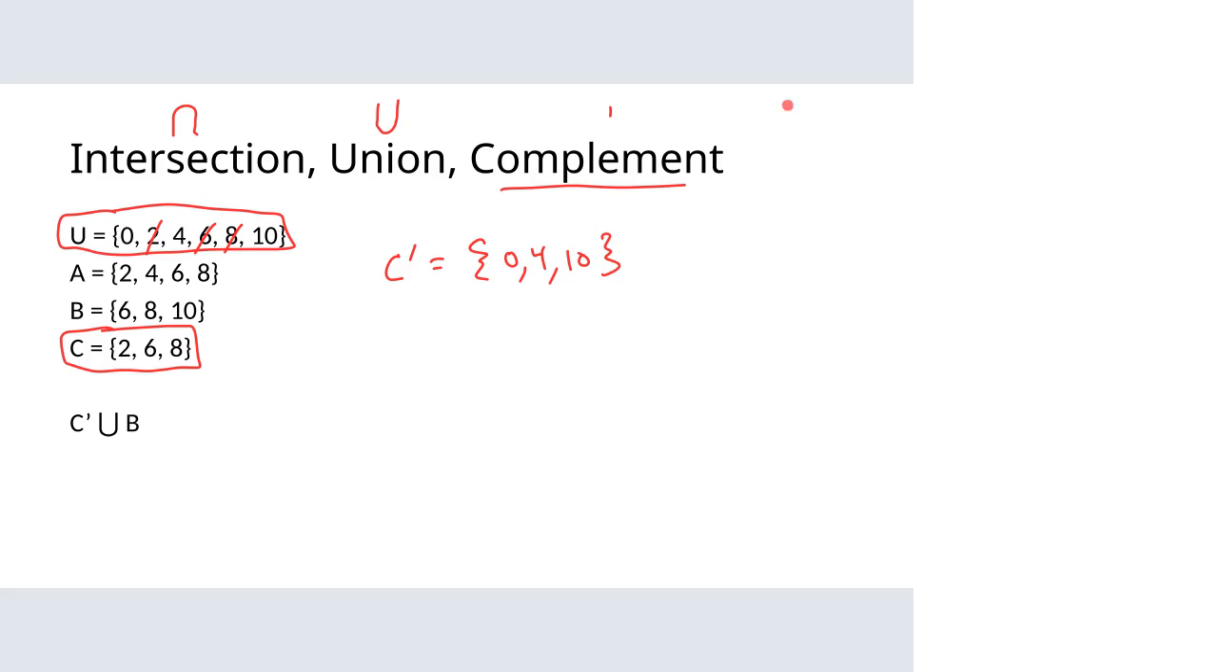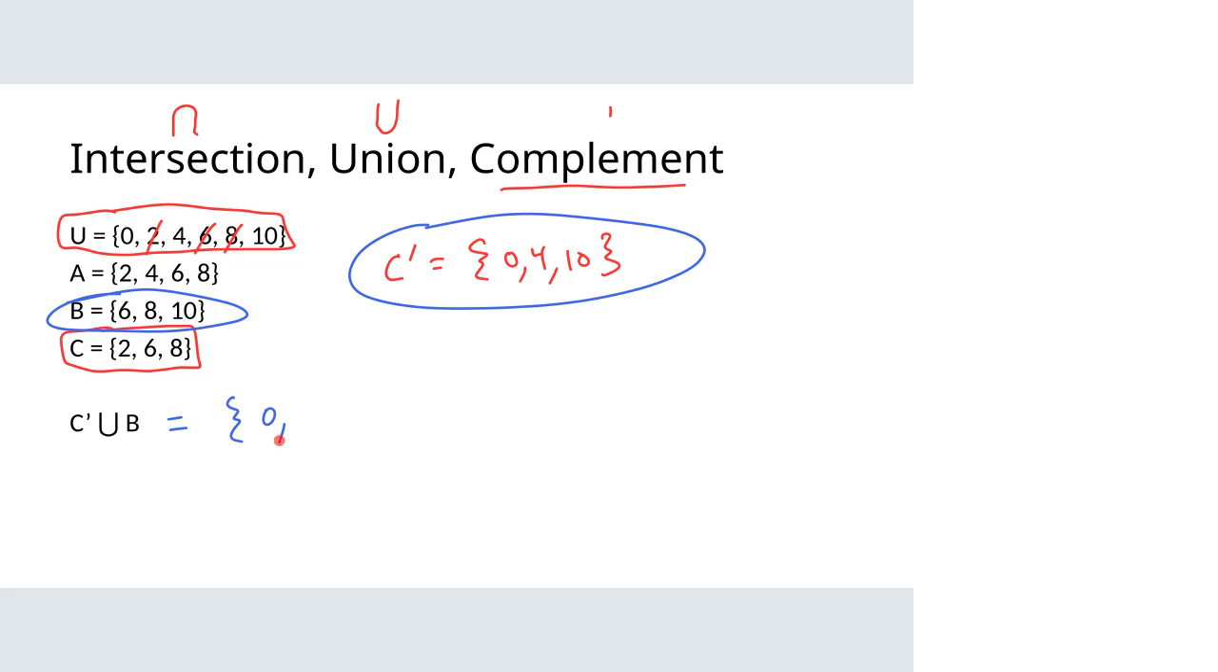Now, what I'm looking for in this problem is C complement union B. So I have C complement over here, I have B over here. I want to join those two sets together. And when we join those together, it looks like 0, 4, 6, 8, 10. We want to make sure we include everything. We want to keep the 0, keep the 4, keep the 6, keep the 8. 10 happens to be in both. That's fine. We only write it once, but we want to make sure we include that too.